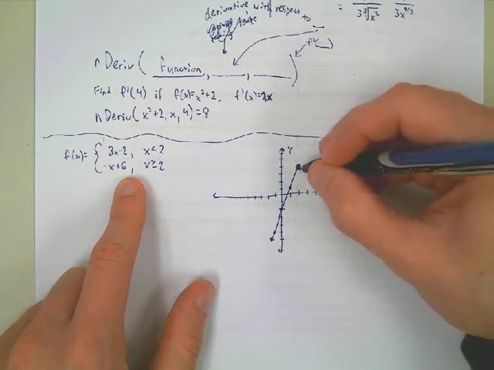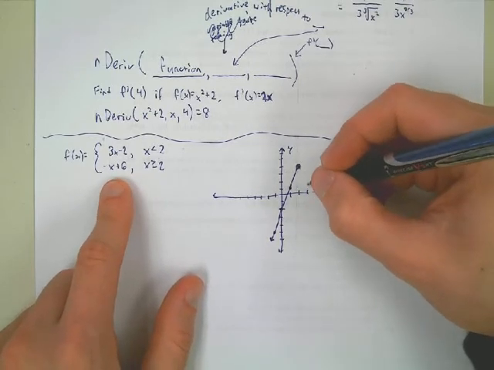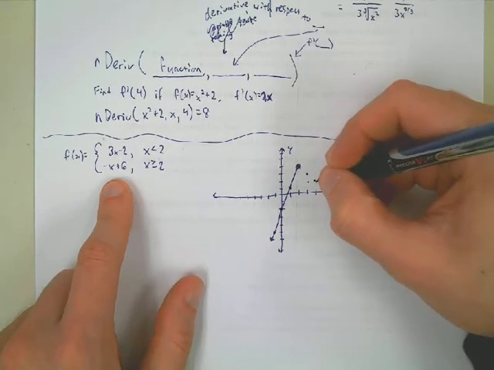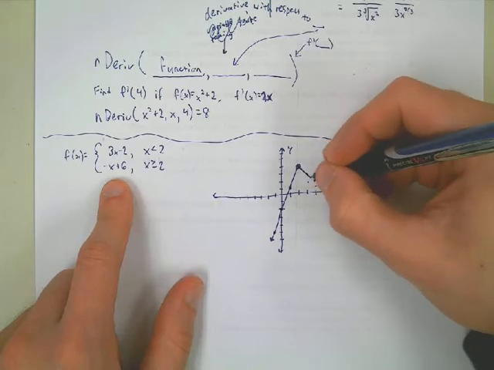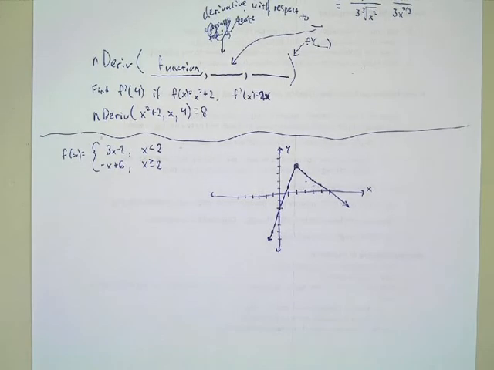And then we'll try another point, like 3. Negative 3 plus 6 is 3, so (3, 3). And we know it's just going to go down one, right one from there because of the slope. Something kind of like that. Okay, there's our piecewise function. Questions on that so far?